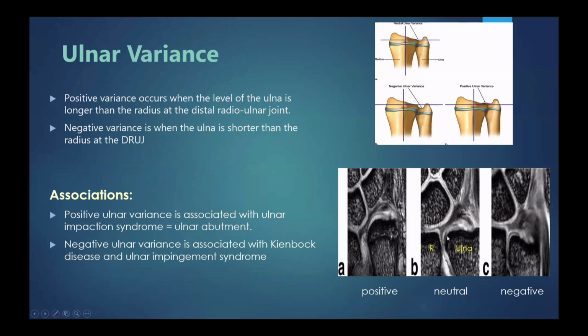This is the normal neutral ulnar variance where the radius and ulna are at the same level, and we see how the triangular fibrocartilage preserves its signal characteristic. The last one is negative ulnar variance. It's clearly shown that the distal ulna is shorter than the distal radius, and usually it's impinged at the distal radio-ulnar joint and might be associated with Kienbock disease.